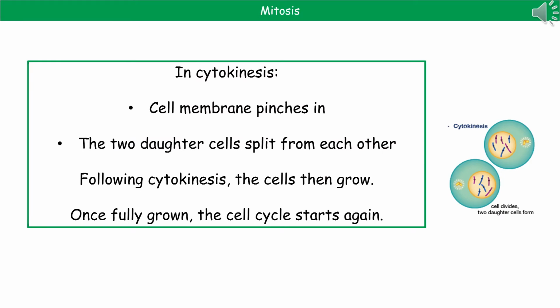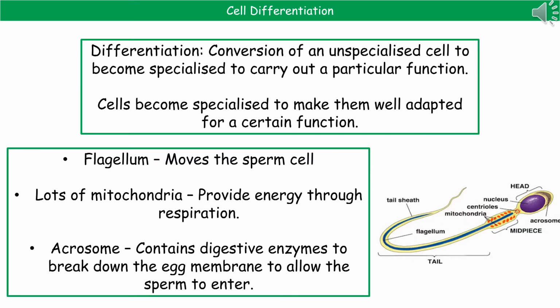In cytokinesis, the cell membrane pinches in and the 2 daughter cells split from each other. Following on from cytokinesis, the cells will grow, and once they're fully grown, the cell cycle starts again. DNA replication, then mitosis, then cytokinesis, then growth again.